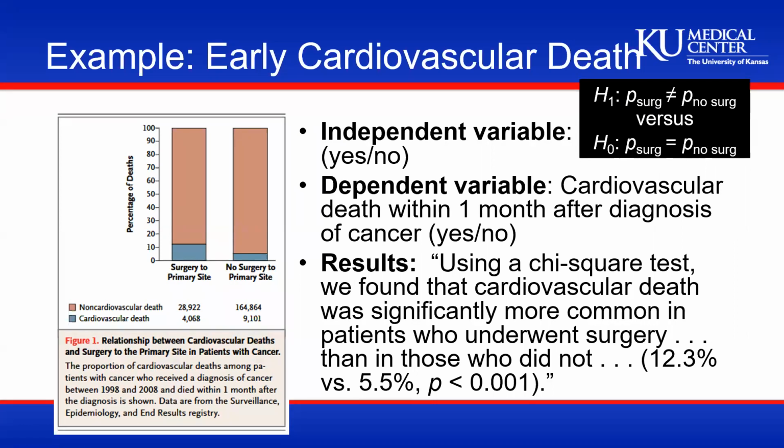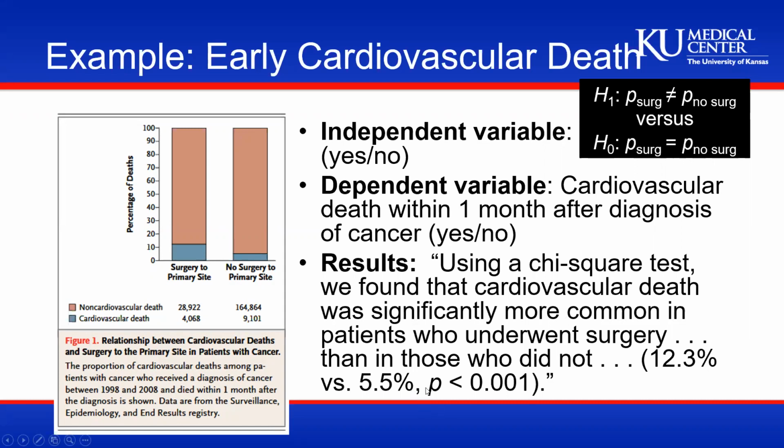In the results of this published study, they say, using a chi-square test, we found that cardiovascular death was significantly more common in patients who underwent surgery than in those who did not. Notice they produced the p-value for that assertion, which is very small. The risk of this being a false positive finding, according to them, is less than 0.1%. But they also give you the effect size, which is also important. You can't just interpret the p-value by itself. You see the difference in the rates: 12.3% in those who received surgery versus 5.5% in those who did not.